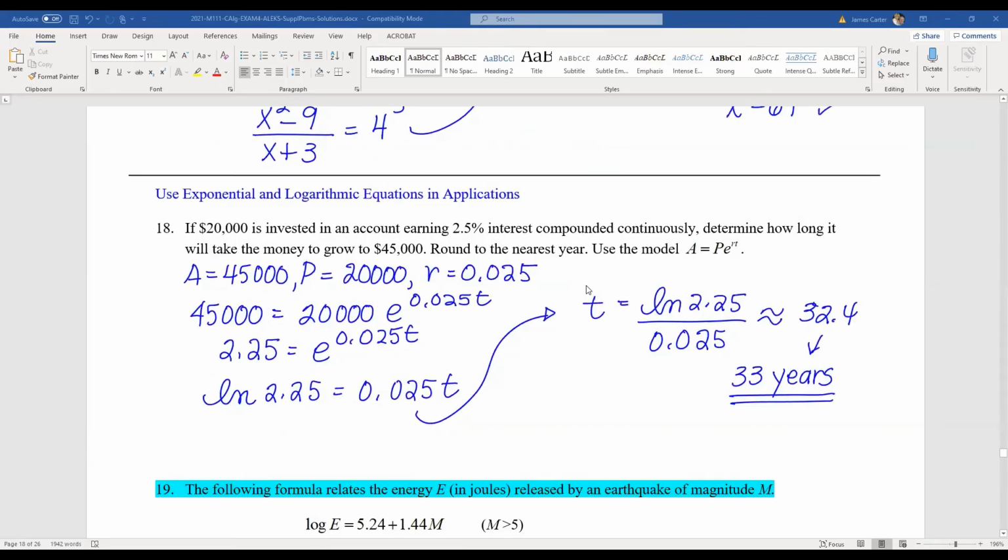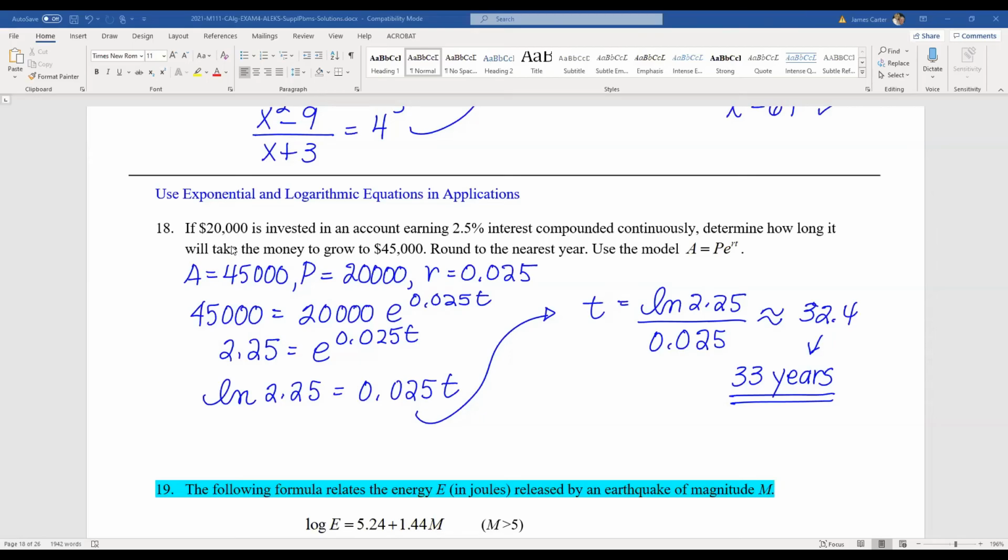Okay, applications. Here is your growth formula. It's also the constant interest formula. They are one and the same.